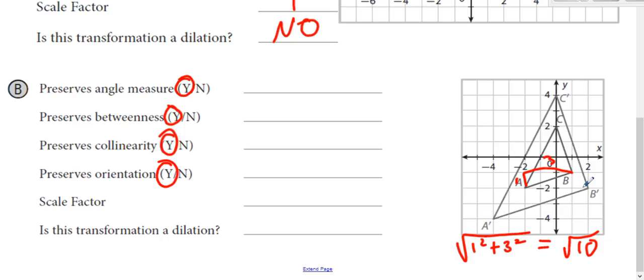So we'll do the same thing for A prime to B prime. This has side lengths of 2 and 6. 2 squared plus 6 squared. That's 36 plus 4 is 40. Square root of 40.